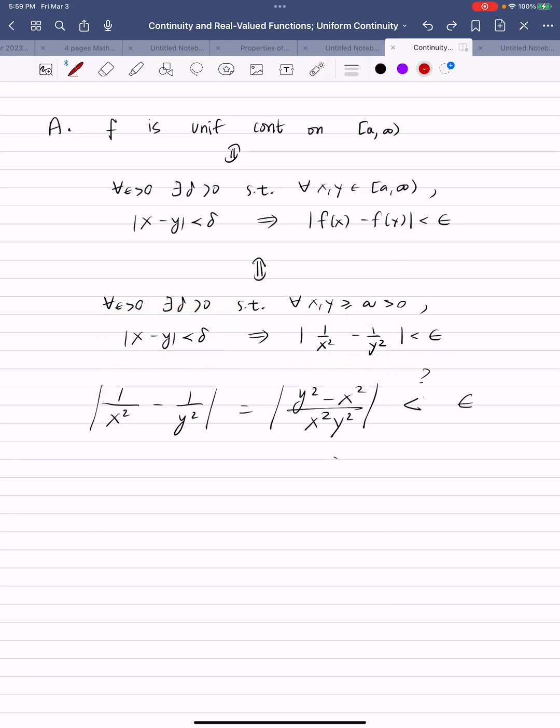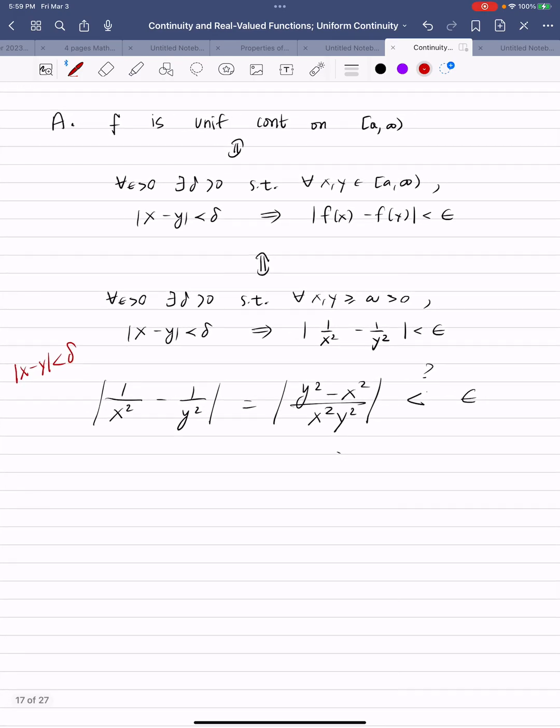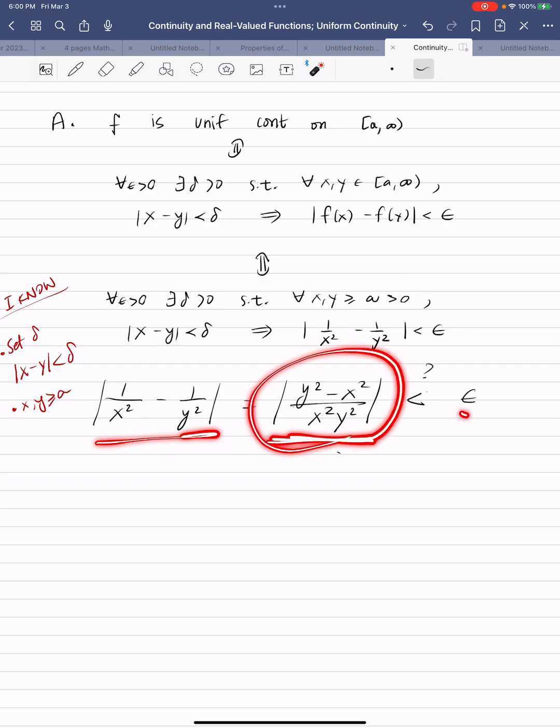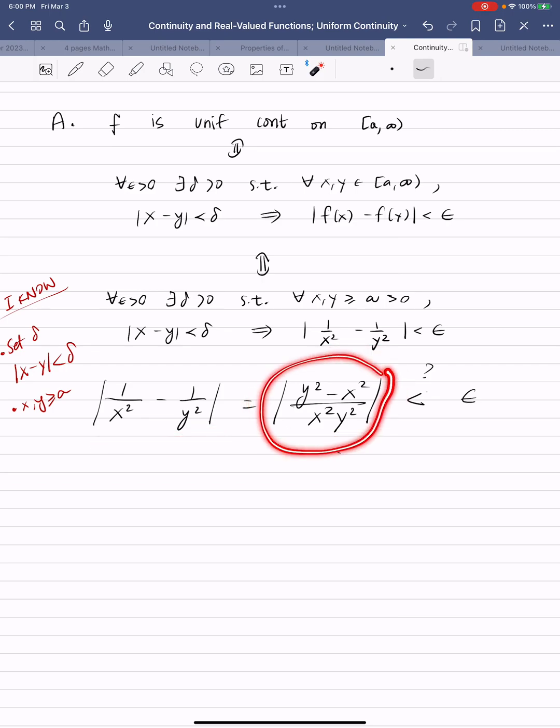So I'm ultimately wanting this to be less than epsilon. The thing I have to work with is that the distance between x and y is going to be less than delta, and I get to choose delta. And I also know that x and y are going to be bigger than or equal to a. Okay, so again, I am just rewriting, and I want this to be less than epsilon. So I want this to be really, really small. That's the idea.